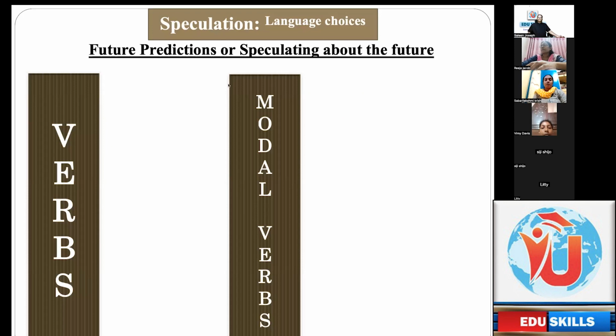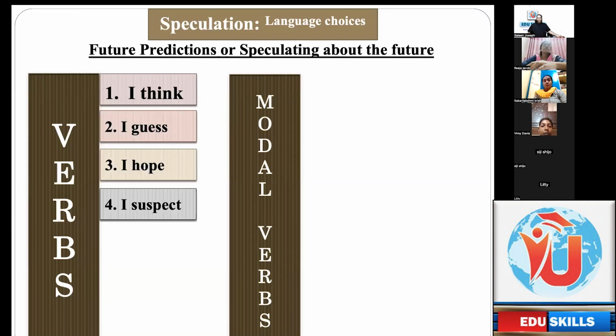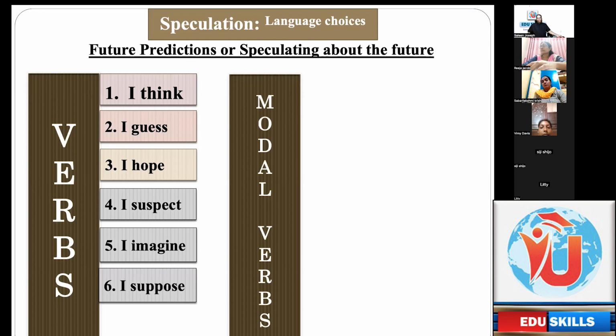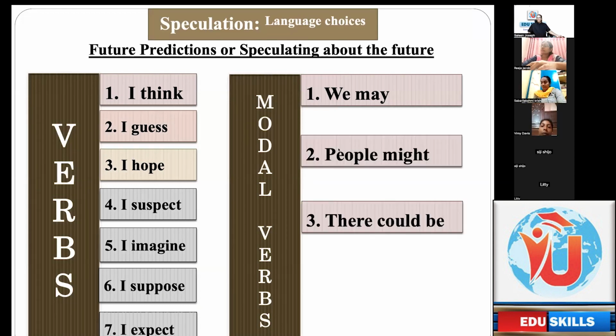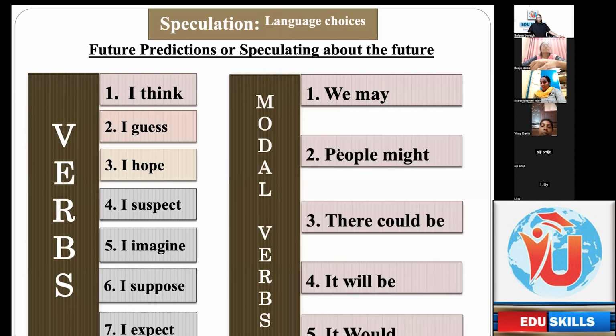Now, speculation, language choices, future predictions, or speculating about the future. You have two choices. One is using verbs, the other one is using modal verbs. What are the verbs that will be used to express speculation? That is think, guess, I hope, I suspect, I imagine, I suppose, and I expect. All these are verbs that will be used in your audio or reading text or your script to suggest they are speaking about the future. And the modal verbs are we may, people might, there could be, it will be, it would be. So in this option, we had will, the future, speculation, this expression, the fourth one.